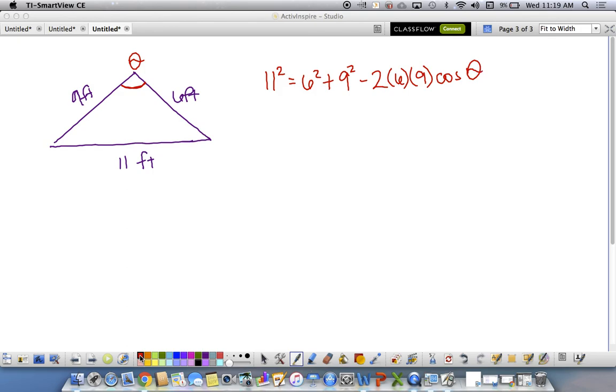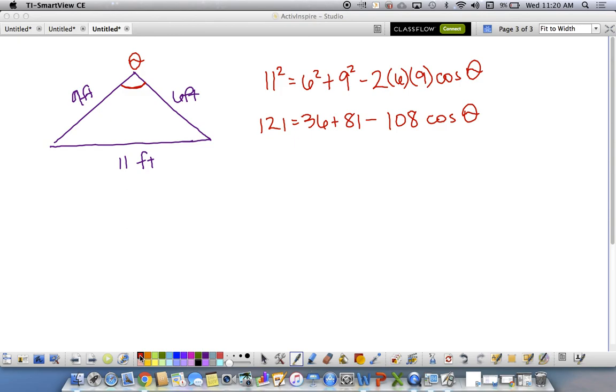Okay, so we're solving. When I know these numbers, I like to put the numbers in. 121 equals 36 plus 81 minus, what is 12 times 9? It's 108, I believe, cosine theta.